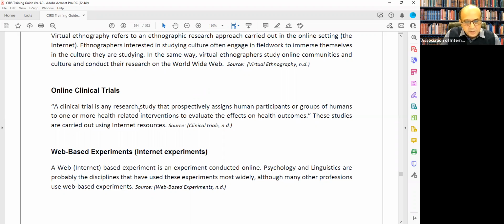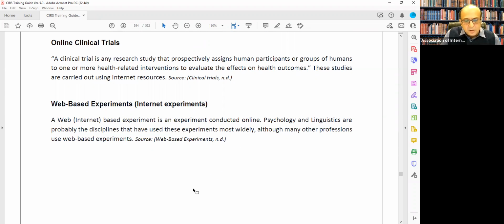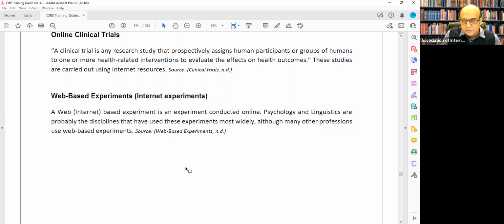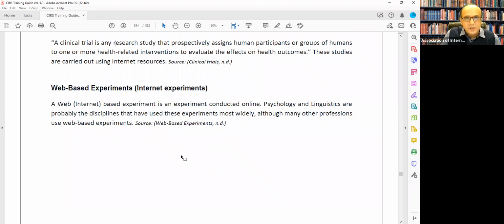So it is by definition any research study that prospectively assigns human participants or groups of humans to one or more health-related interventions. Web-based experiments, these are more social experiments. We see them online, especially on YouTube. You can find a lot of different types of experiments.